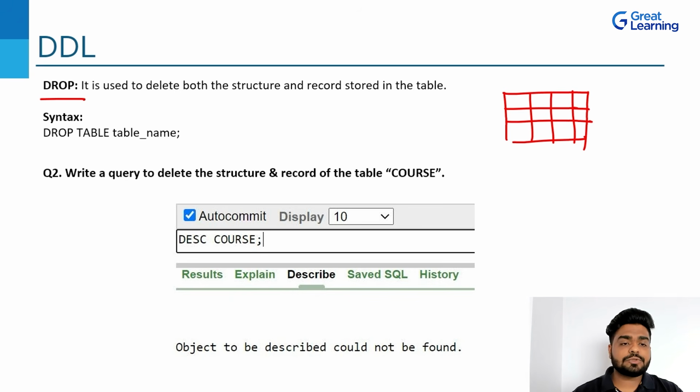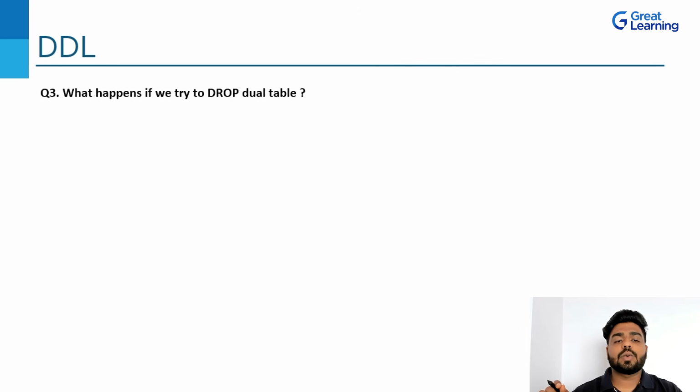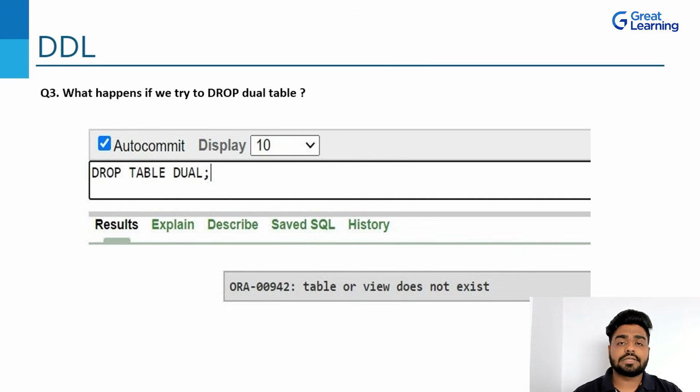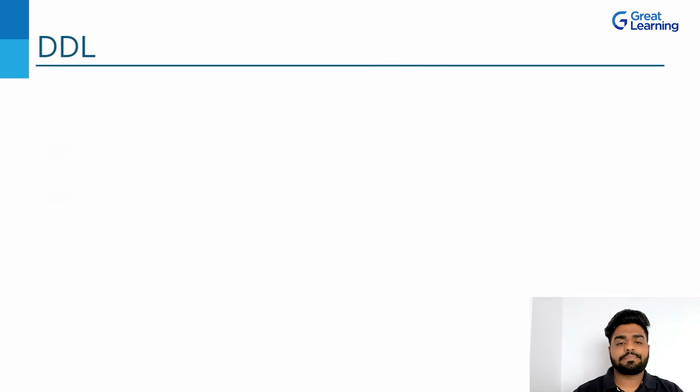Now let's move to the next question: what happens if you try to drop the dual table? Dual table is a default table, right? And if you want to drop it, then what will happen? If you try to drop the table dual, you get table or view does not exist. See, dual table is a default table provided by Oracle, right? It is not a particular permanent table. It's just a table on which you can play or practice. So you can't drop the dual table.